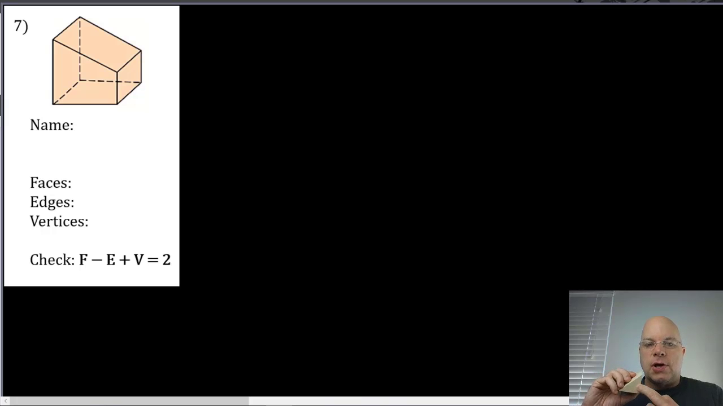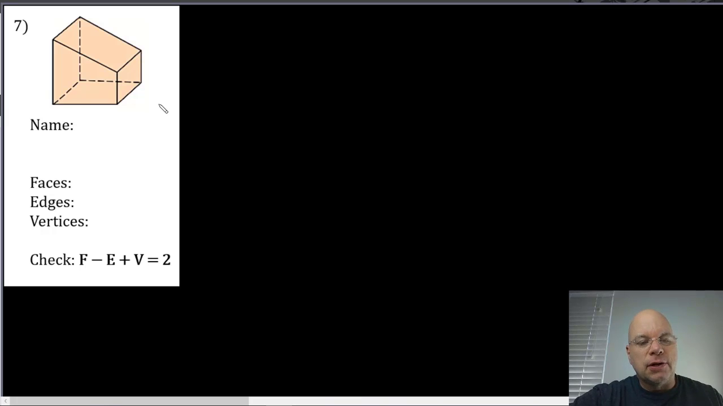It's actually a right isosceles triangle, so I could be even more specific, but we can call this a triangular prism since it has two bases which are parallel and congruent. If it were a pyramid, it would have a single base, and then all the other faces would be triangles going to a single vertex. You're familiar with what a pyramid looks like. So the question is, number 7, is it a prism or is it a pyramid?